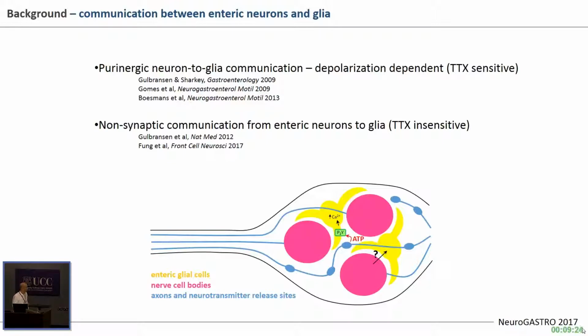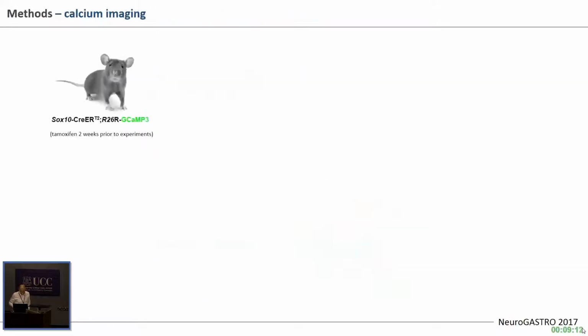Now, there's also evidence for a second way of neuronal to glial communication, and this way is TTX insensitive. And this is what we wanted to study in our current project. So for our methodology, we moved to calcium imaging, and we expressed a genetically encoded calcium indicator, GCaMP3, in glial cells specifically, to be able to look at what's happening in the glial cells without any signals from neighboring neurons or other cell types.